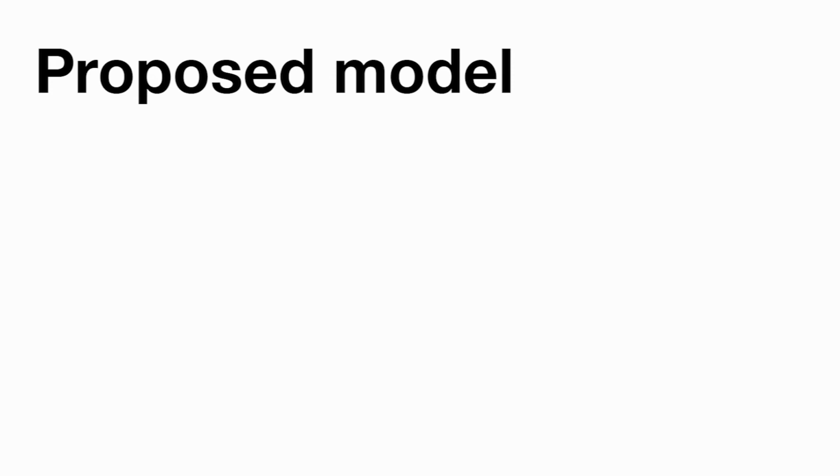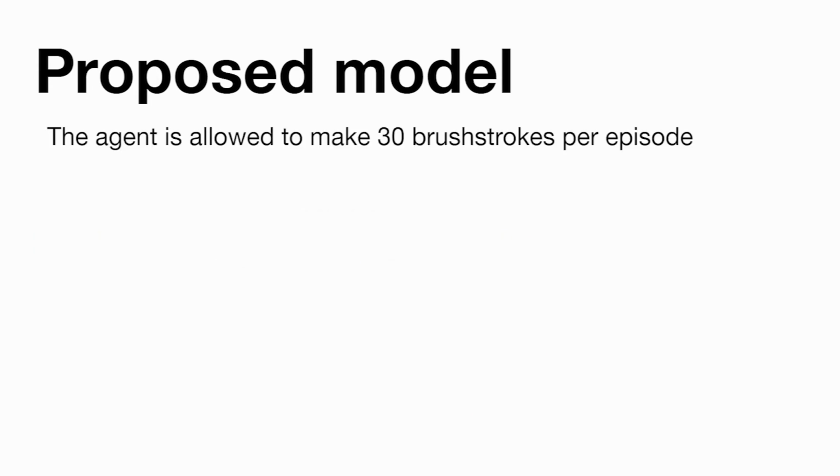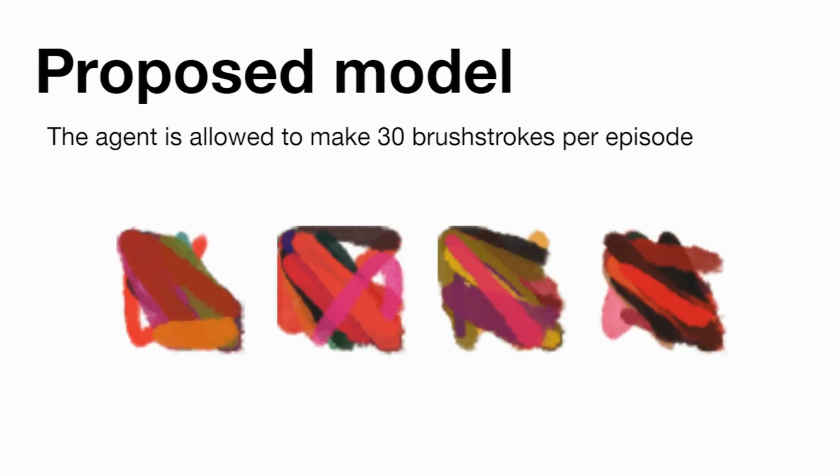For getting the representation of the state, a trained Inception network is used. It takes the pixel grid as input and outputs a vector that will be used by the agent as the environment observation. For each episode, the agent is allowed to make 30 brushstrokes.